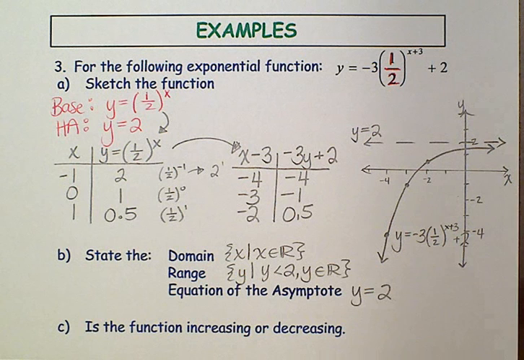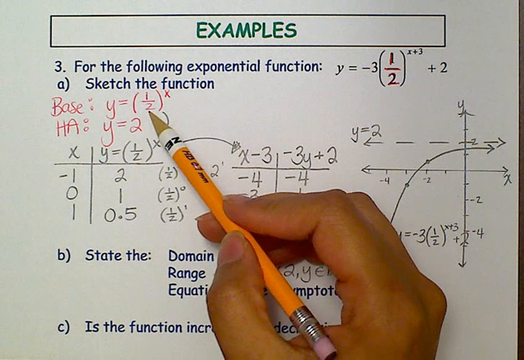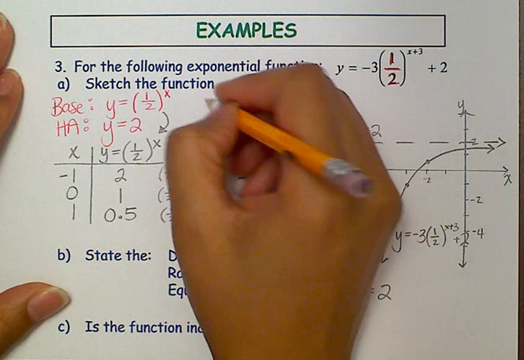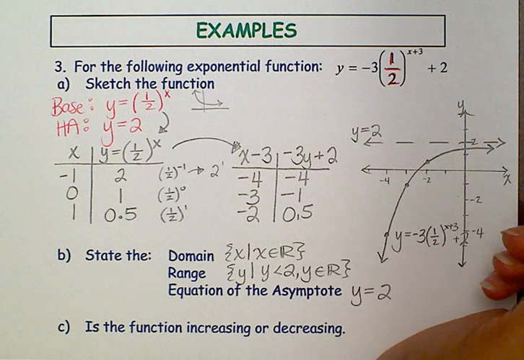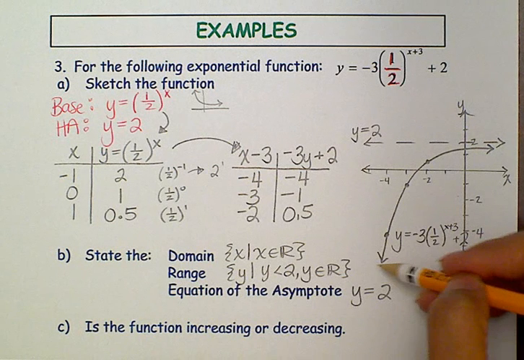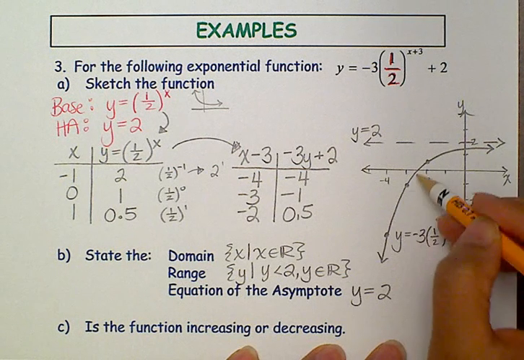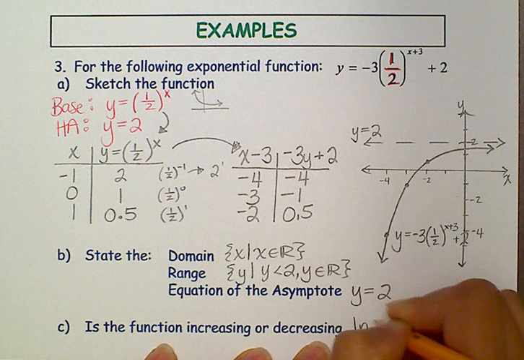Okay, is the function increasing or decreasing? Now, this is kind of weird. Normally, when we have a function where the base is less than 1, we're expecting the graph to be decreasing. So it should sort of look like this. But now this is weird. If I look at the graph from left to right, I notice that the graph is actually getting higher and higher and higher, which means that the graph is actually increasing. Now, why did that happen?